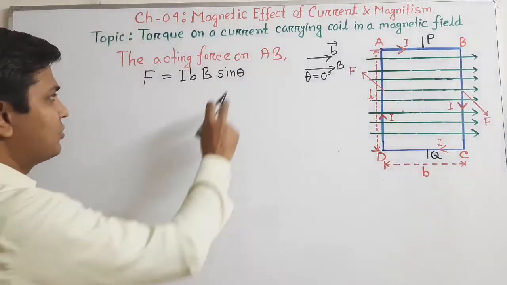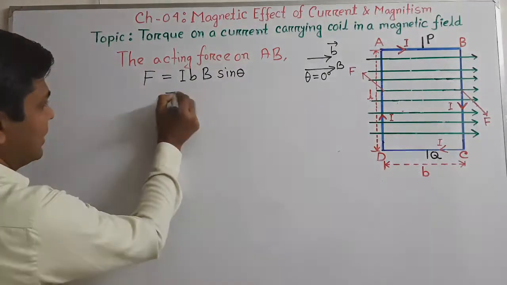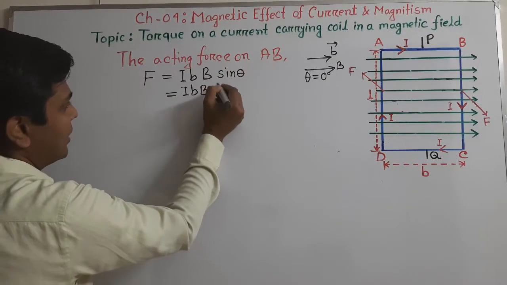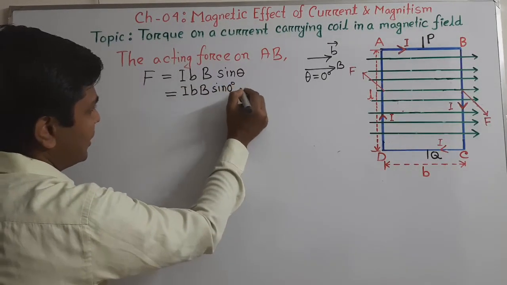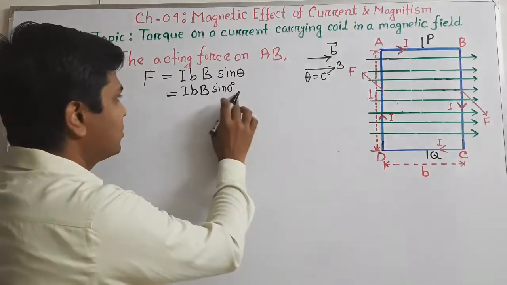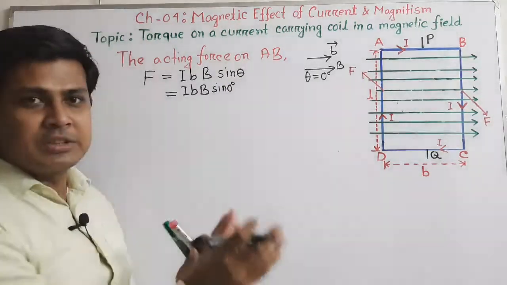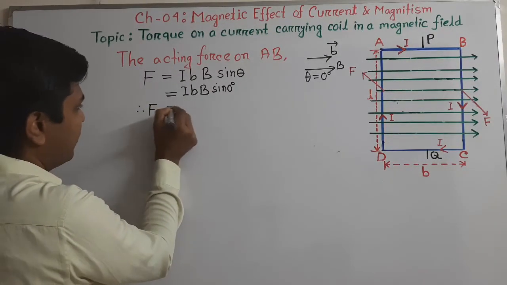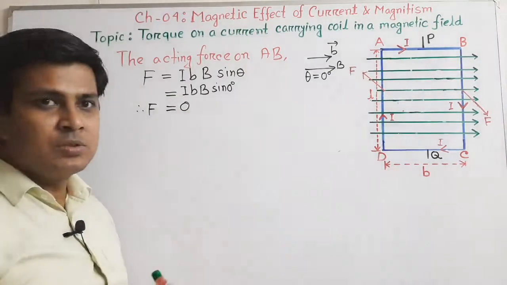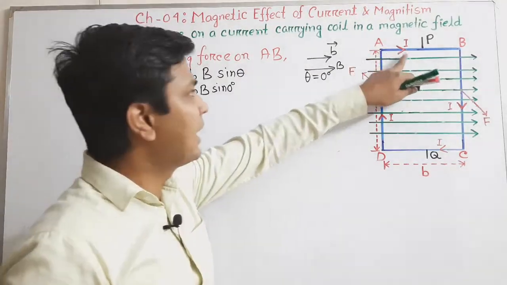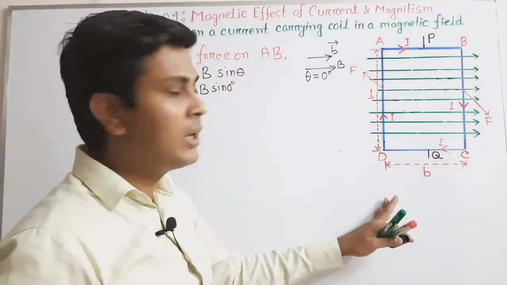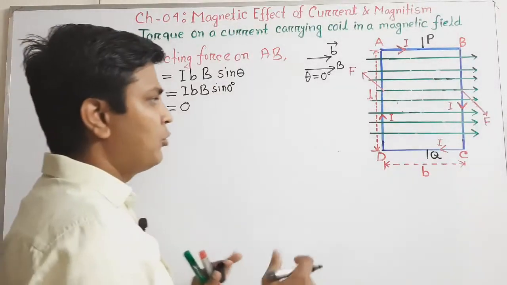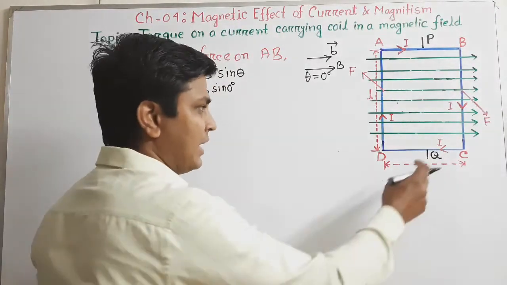Now if you put the value of theta 0 degree in that equation, then you can write I B sine 0 degree, and you know sine 0 degree equals 0, so the expression will be 0. So we get F equals 0 force. So due to the flow of current in the AB side of the rectangular shaped coil, no force acts on it. Similarly, I am going to calculate the force acting on the CD line.